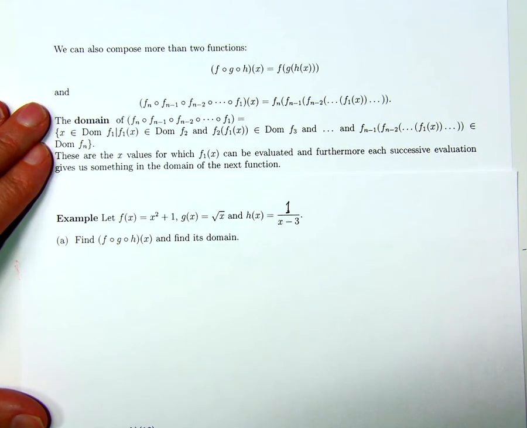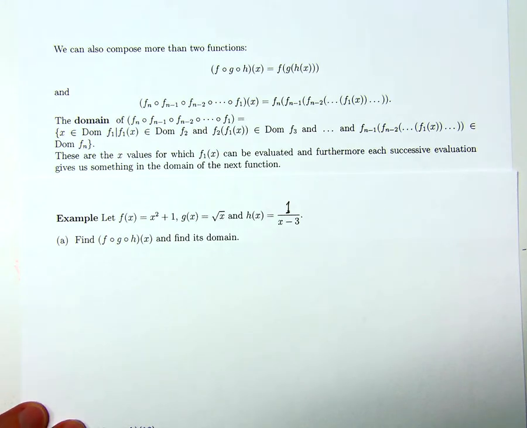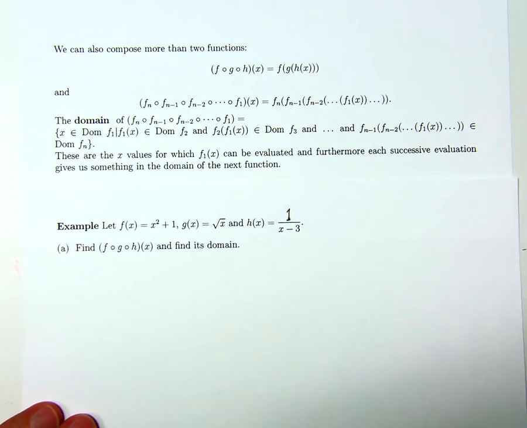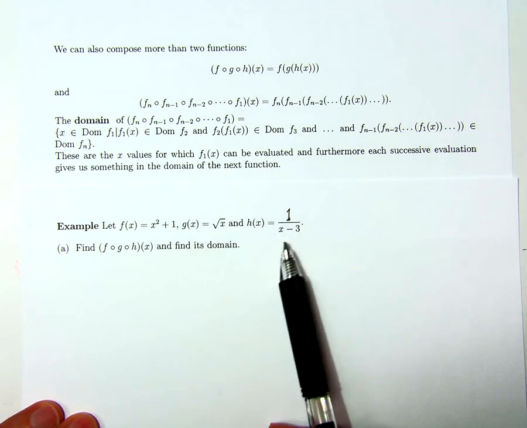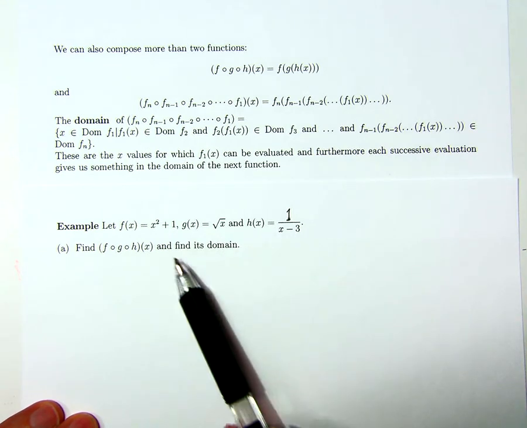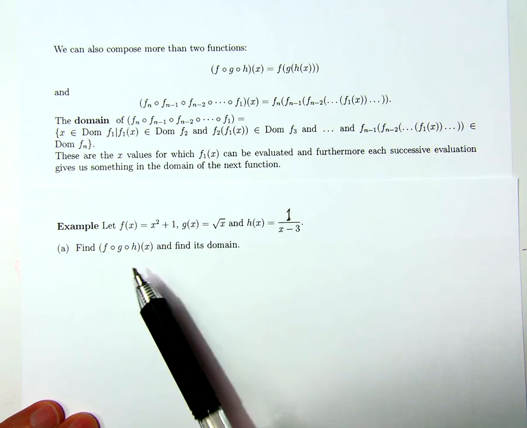Let's take three functions and find their composition. So suppose f of x is x squared plus 1, g of x is the square root of x, and h of x is 1 over x minus 3. What's f after g after h of x?